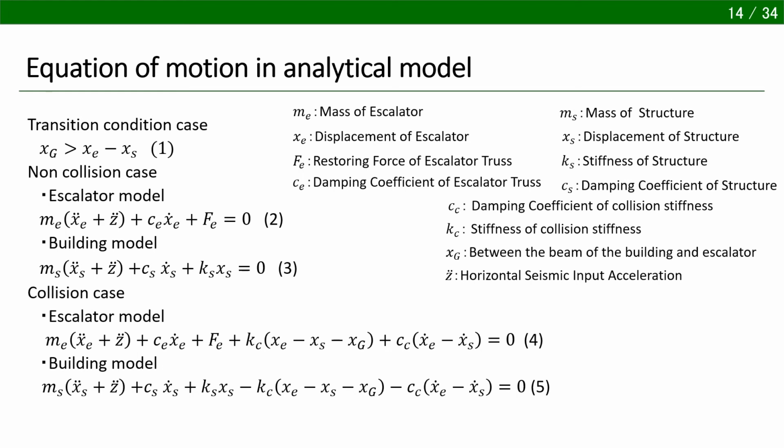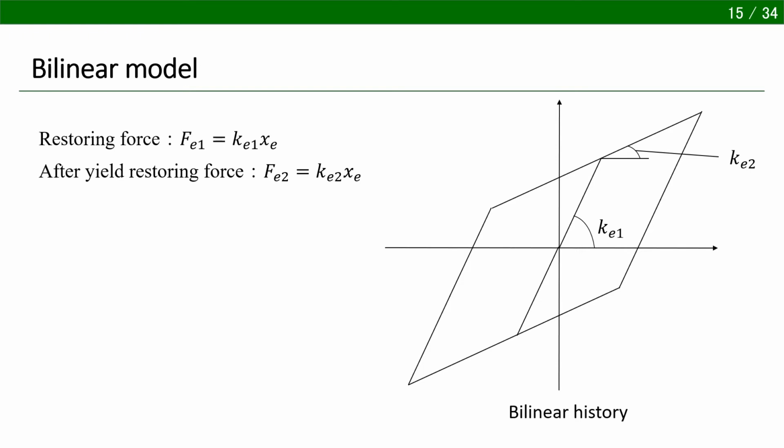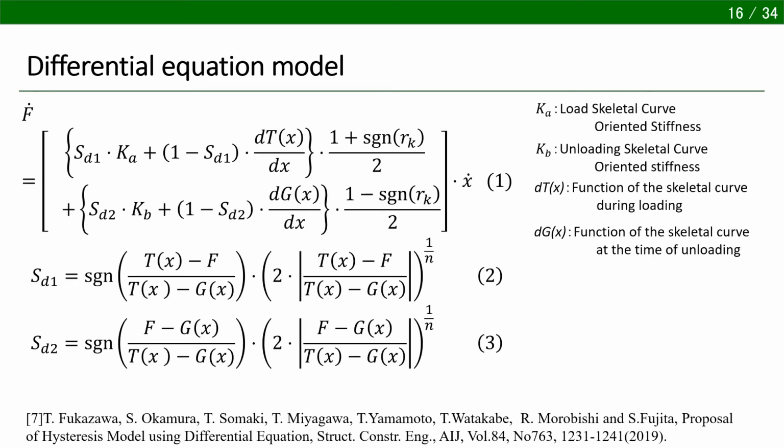The restoring force of the escalator truss is modeled in two ways. One is a bilinear model. When the escalator displacement exceeds the yield displacement, the stiffness switches. Next is the differential equation model. The hysteresis loop can be created by determining the function of the skeleton curve during loading and unloading. The functions are determined from the restoring force characteristics obtained experimentally.